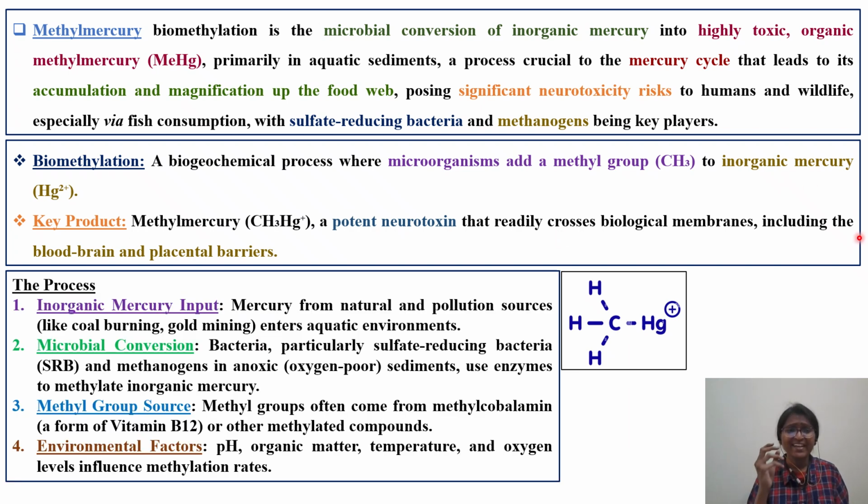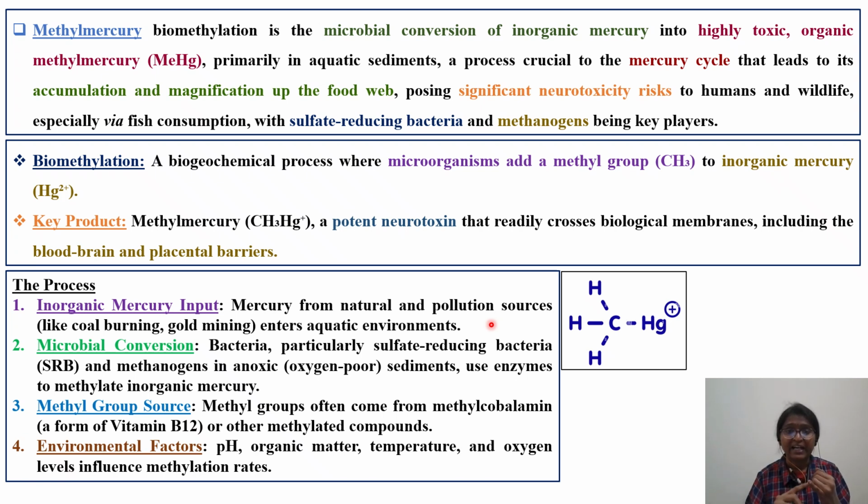What are the main important steps involved in the process? First, inorganic mercury input, that is mercury from natural and pollution sources. There are factories where mercury is leached into nearby water bodies or into the soil, or there are volcanic eruptions, or mining is taking place where mercury is leaching into the soil.